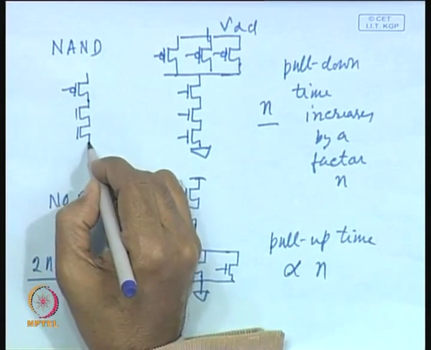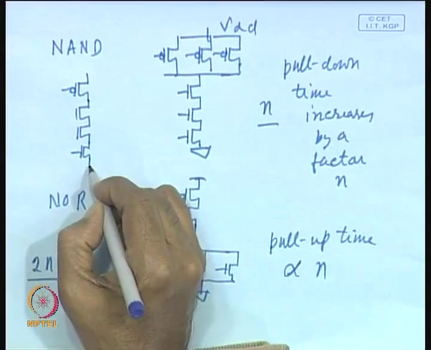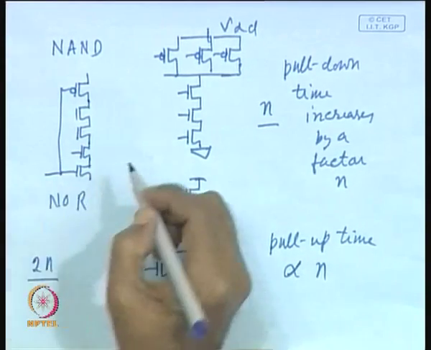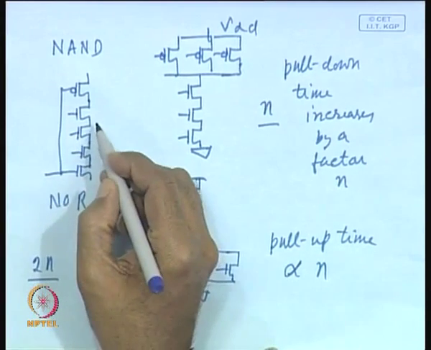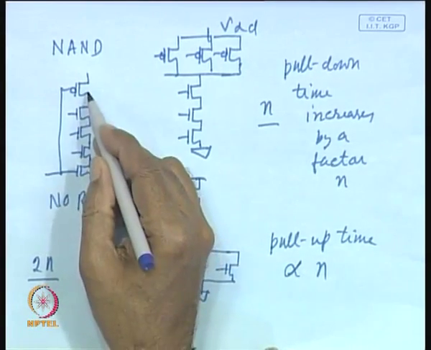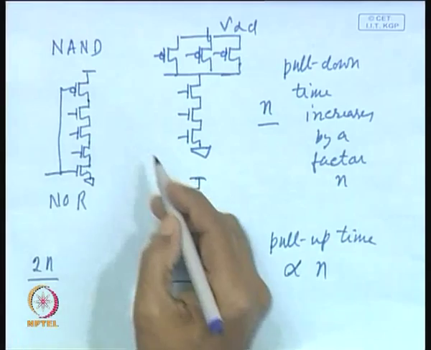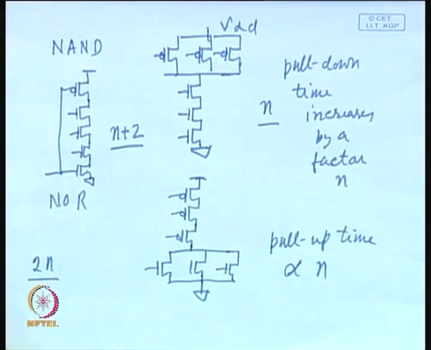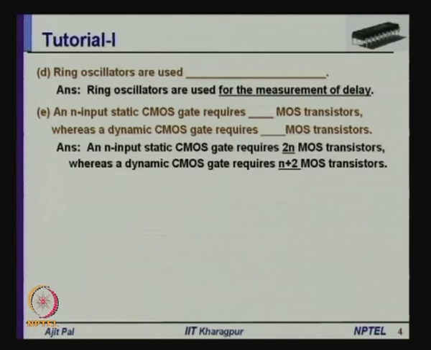On the other hand, whenever we go for dynamic CMOS, as we know, we can use either the PMOS network or the NMOS network. Whatever we use, say in this case we have used NMOS network, in that case we require these N transistors plus 2. So, in this case we require N plus 2 transistors. So, that is the answer. An N input static CMOS gate requires 2N MOS transistors, whereas a dynamic CMOS gate requires N plus 2 MOS transistors. Okay.